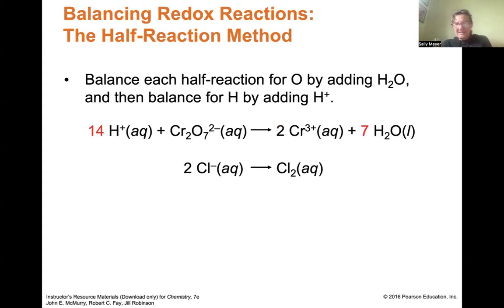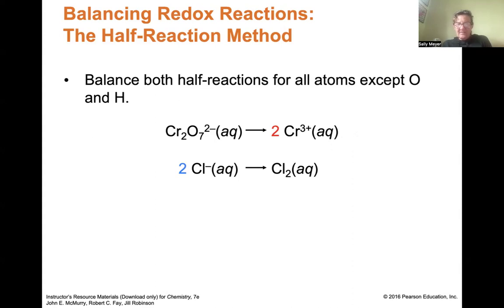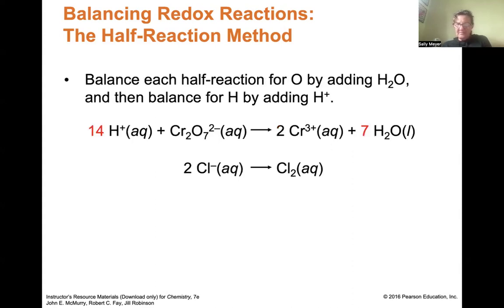Then we're going to balance the oxygen by adding water to the side that needs oxygen. So if we look back here, you have 7 oxygens on the reactant side. So we're going to need to put 7 water on the product side. And then as soon as you do that, the hydrogen is off balance. So now the oxygens are balanced, the chromium's balanced. We've added 7 hydrogen in the form of water. And so we have to add 14 H plus.